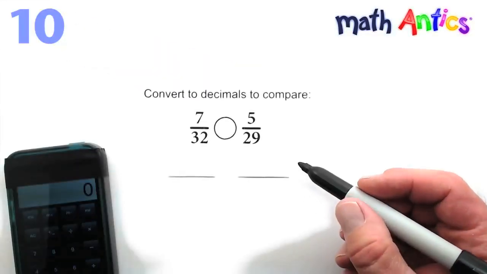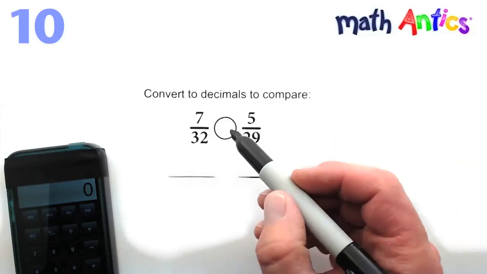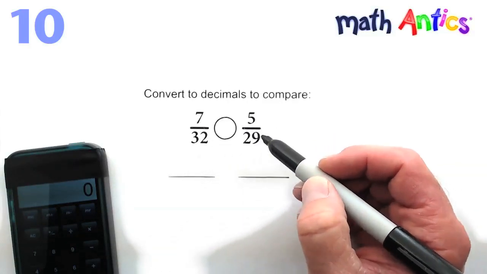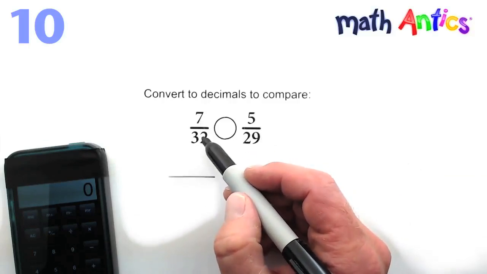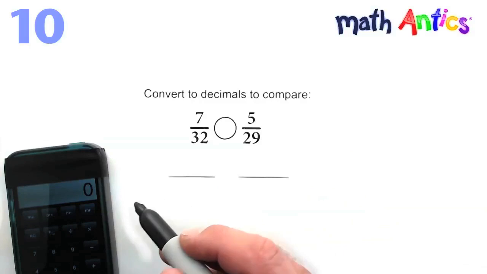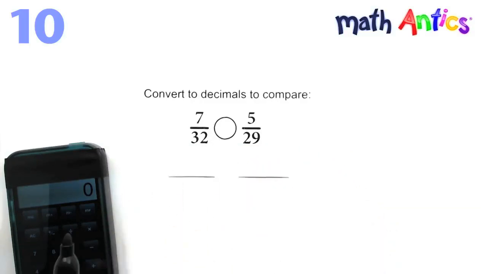And for our last problem, we're also going to compare fractions by converting to their decimal values. We've got two fractions, 7 over 32 and 5 over 29, and since those are just division problems, we can do the division, get their decimal values, and compare those. We're going to use a calculator for this one also, and we're going to divide 7 by 32.